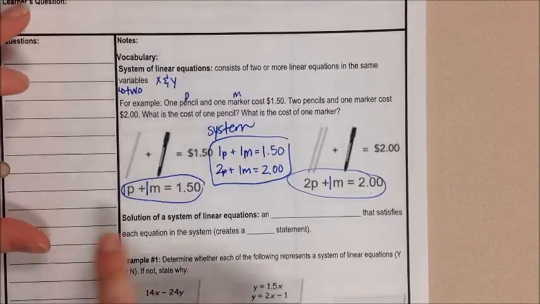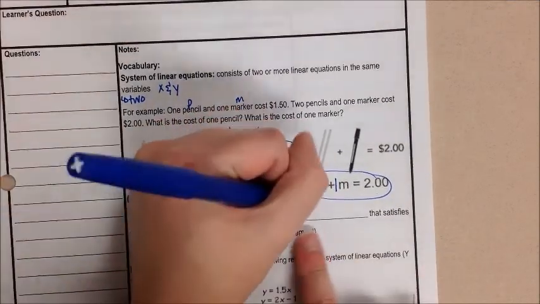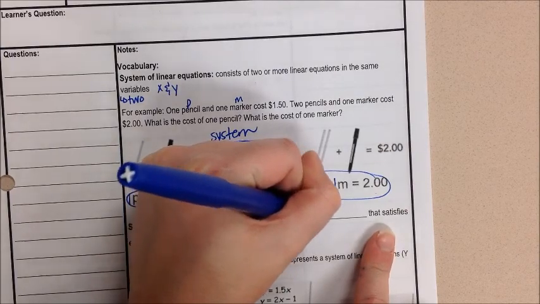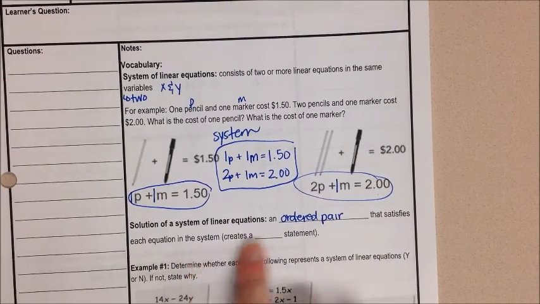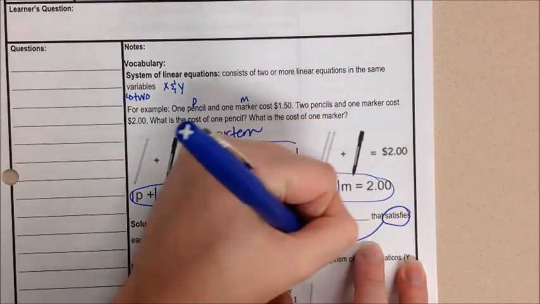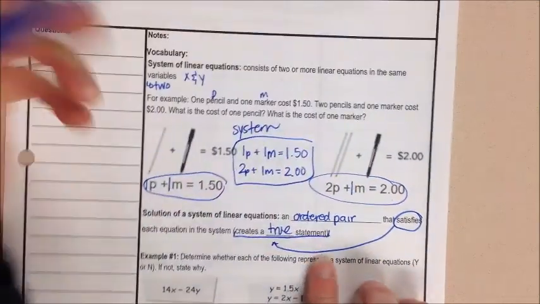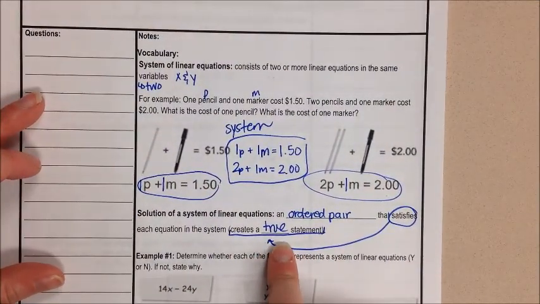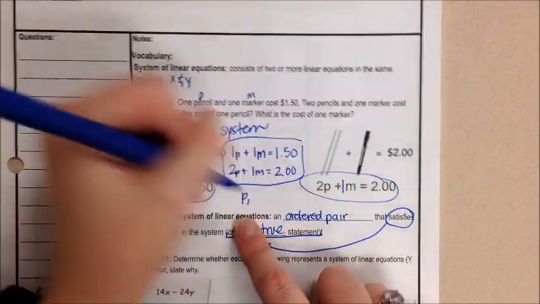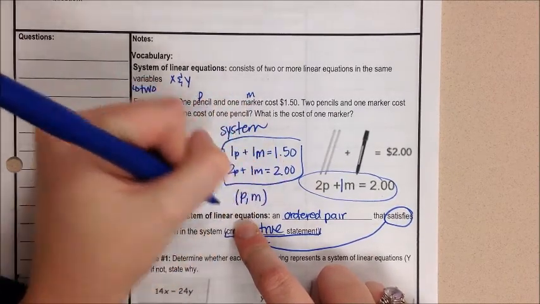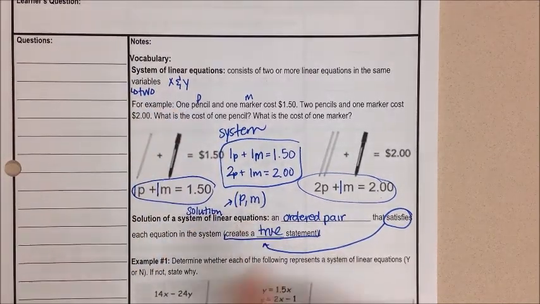So then a solution of a system of linear equations is an ordered pair that satisfies each equation in the system. And when they say satisfies, it means it creates a true statement. And I'll show you what that looks like in a minute. So satisfies means it creates a true statement. So up here, my solution would be the cost of the pencil, the cost of the marker. That would be the solution to this linear equation.